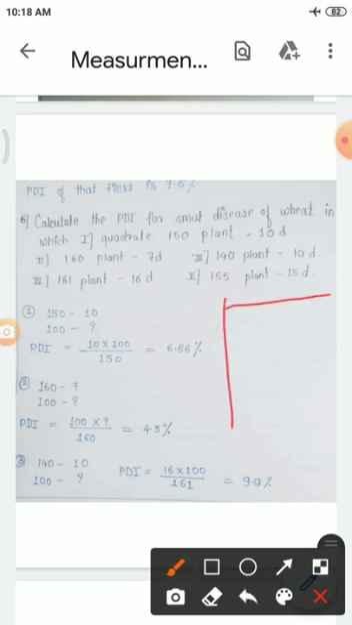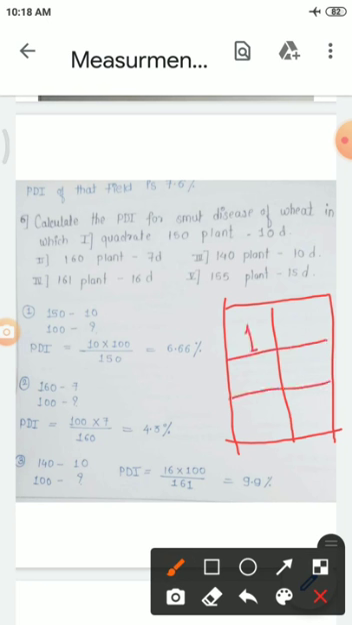Suppose that field will be there, and that field is divided into different quadrants. This is your first quadrant, second quadrant, third, fourth, fifth, sixth. So in that way the quadrants will be there, and in each quadrant wheat crop is grown.